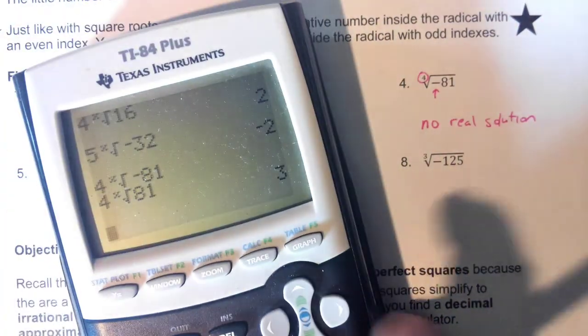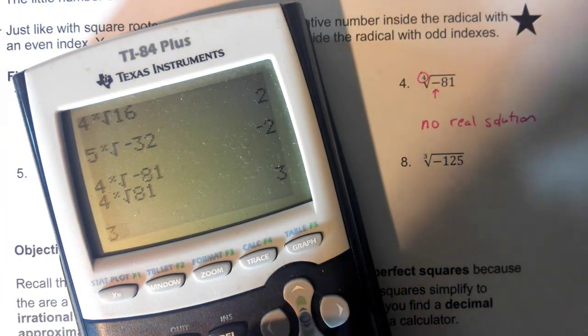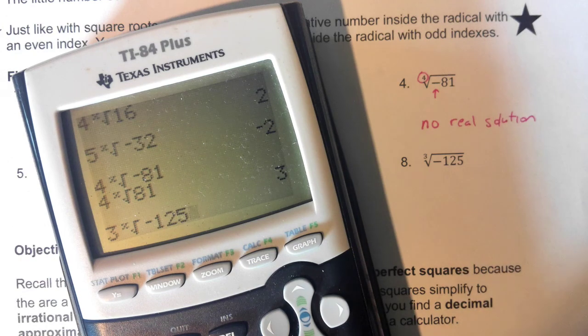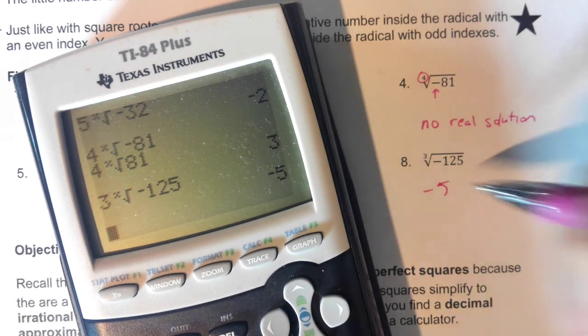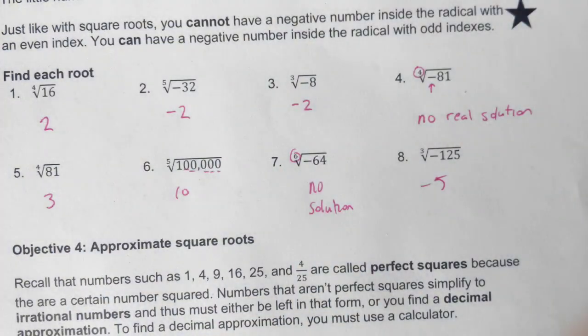Cube root of negative 125. The cube root of negative 125 is negative 5. Okay, so there you go.